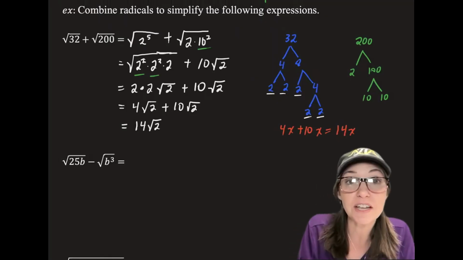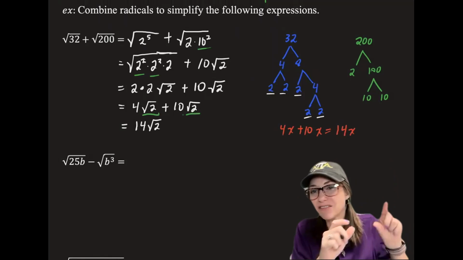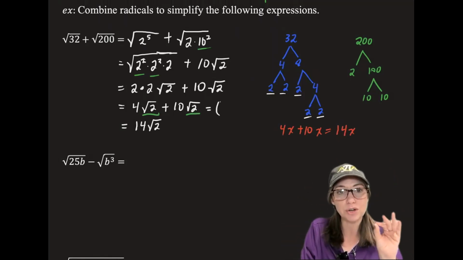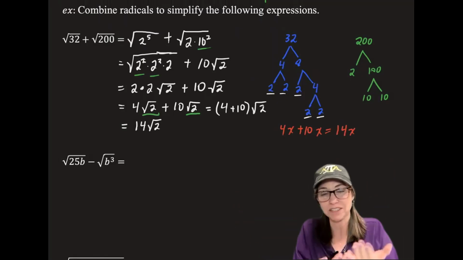Now, the only reason that we are able to add these right here is because those are the same. And effectively, what you're really doing, another way to do it, is to factor out that root 2 from both terms, which would leave you with 4 plus 10 times square root of 2 if we factor the root 2 out, and then, 4 plus 10 is 14.